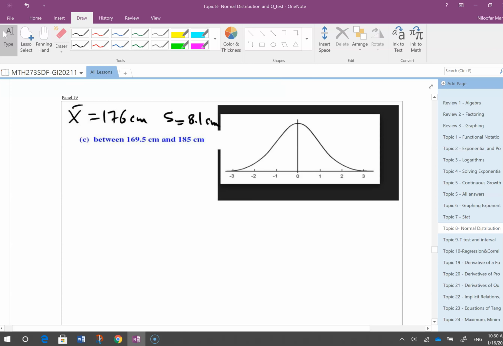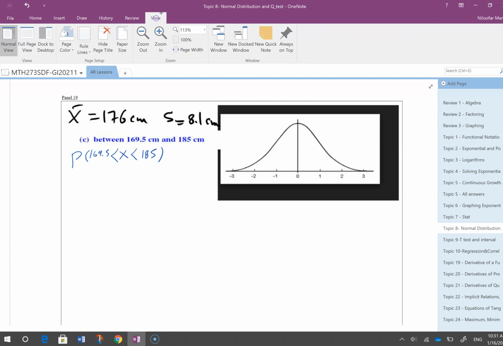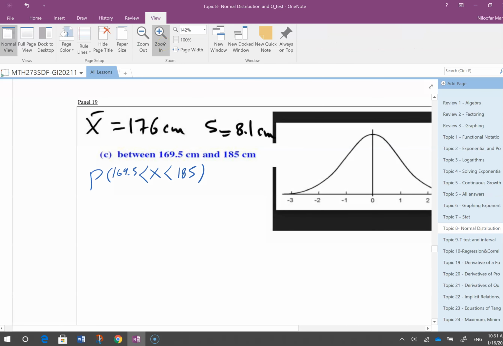Okay, probability, yes, probability x more than 169.5, less than 185. Maybe I zoom in and see if it is working. Oh yes. Okay, so what should I do? I go to Z first.